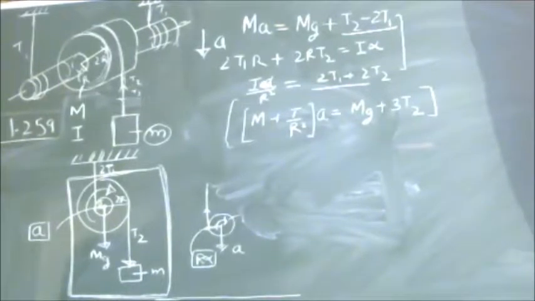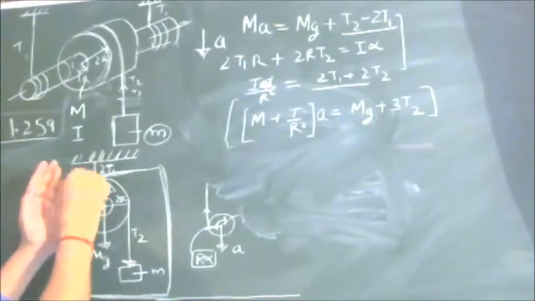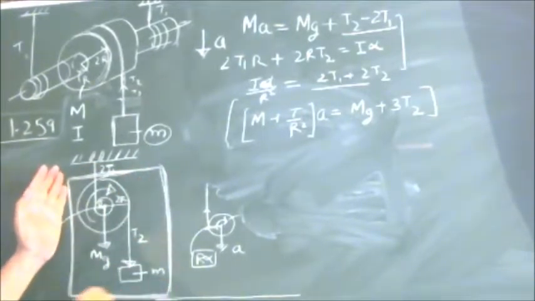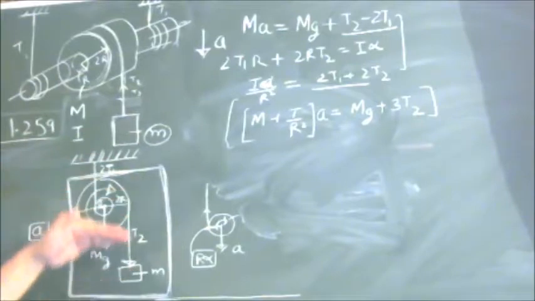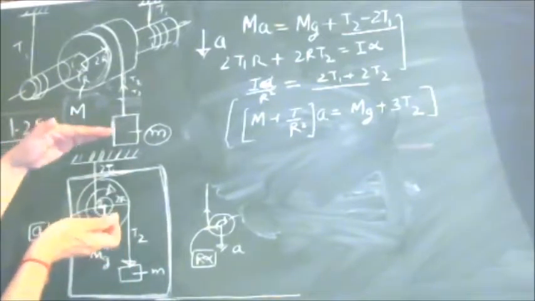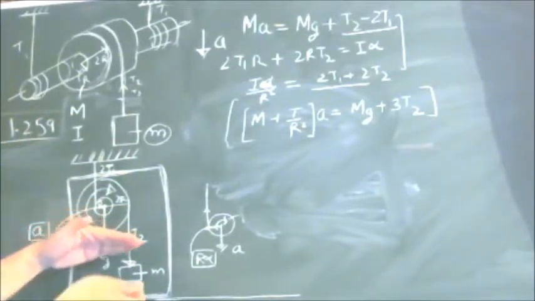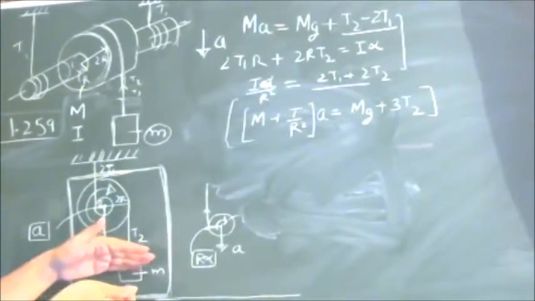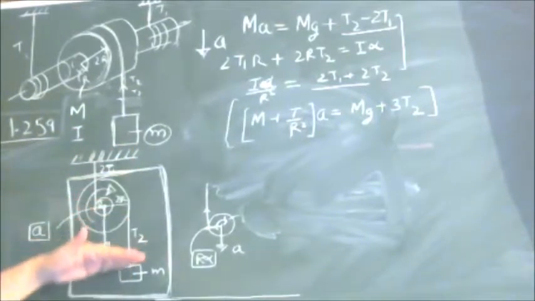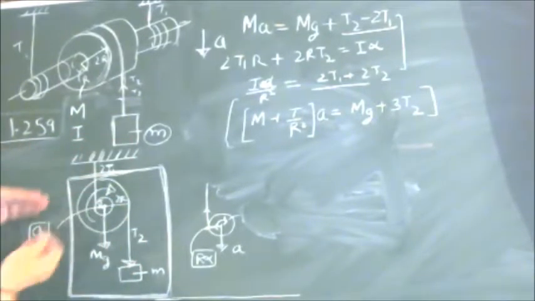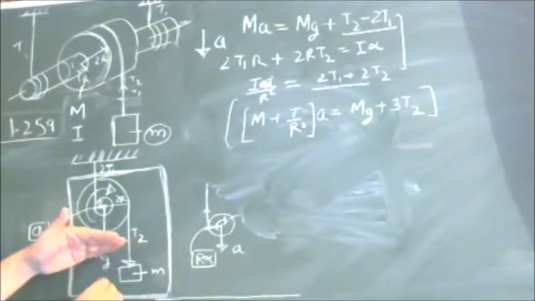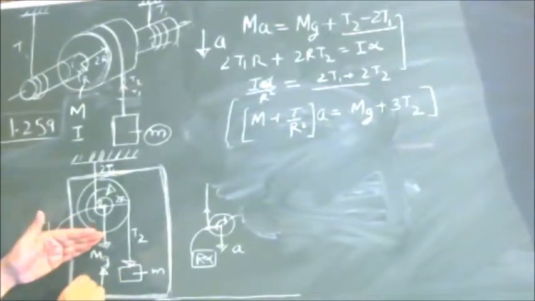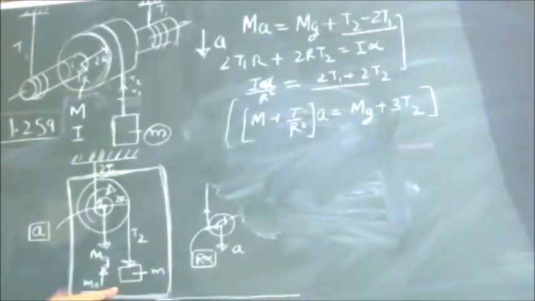When we consider this mass, we have to take the frame of reference as this. Now this whole frame of reference is moving down. When the frame of reference is moving and we have an object in the frame of reference, we have to always apply a pseudo force. If the frame of reference is moving down with acceleration a, as I said earlier, it will have a pseudo force ma acting upwards. This is the pseudo force on this mass acting upwards.